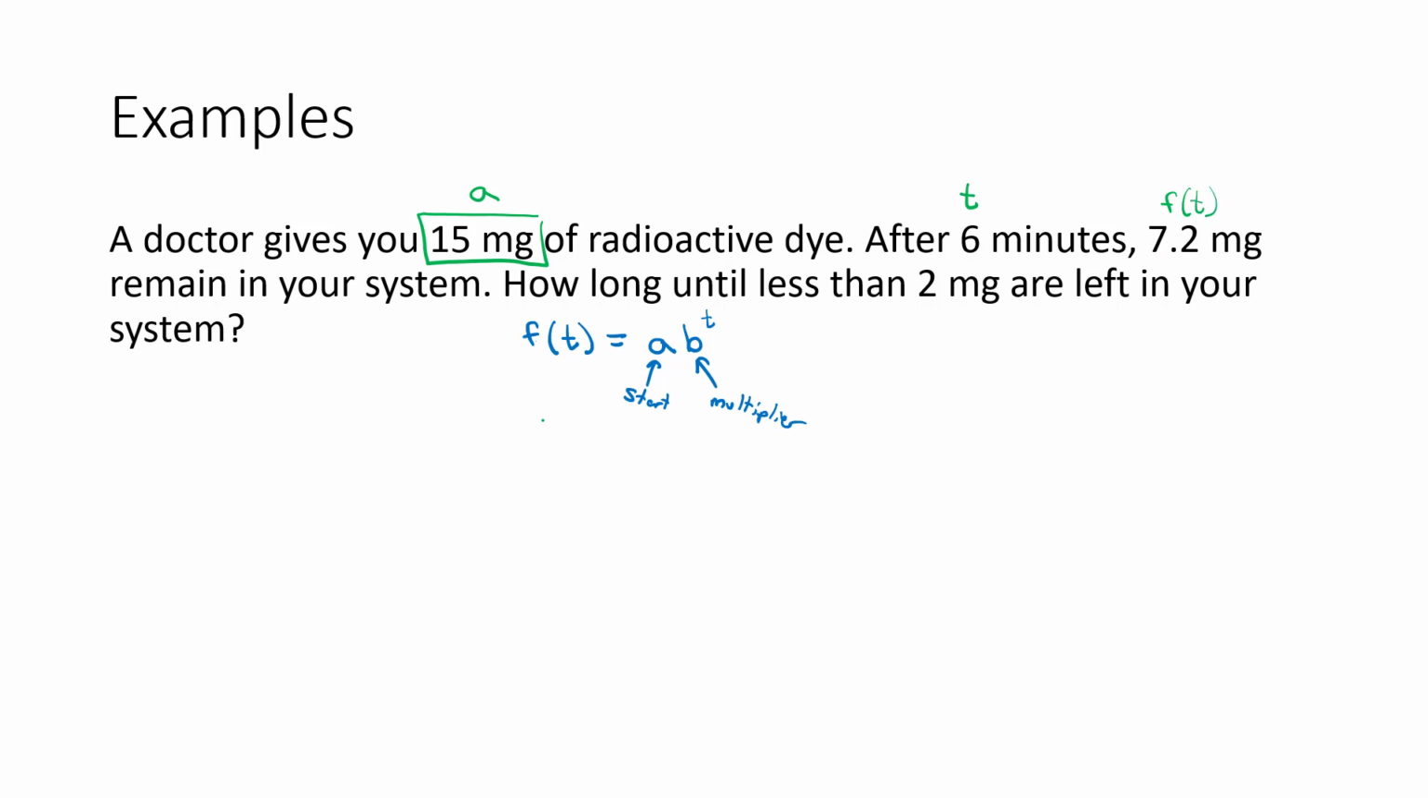So when we plug this information in, the final result of 7.2 milligrams is equal to the starting value of 15 times b to the t power. We just need to find b. T, we know the time is 6. So now we have an equation we can solve to figure out what b is. First, we'll divide by the 15 to get the b alone. And we're going to have to do some rounding as we get through this. I'm going to round to 5 decimal places while we're doing work, and we'll round to 2 decimal places at the end. So we've got 7.2 divided by 15.